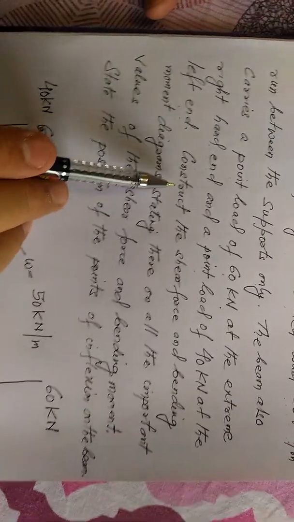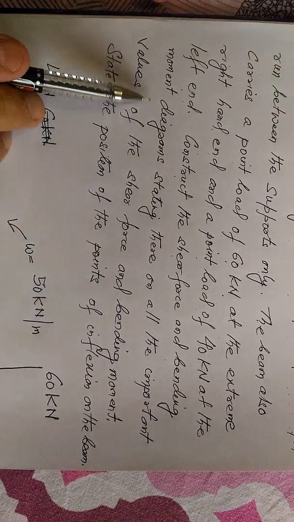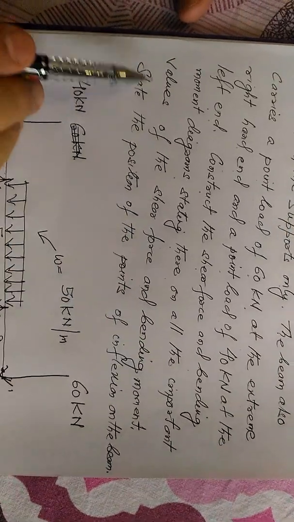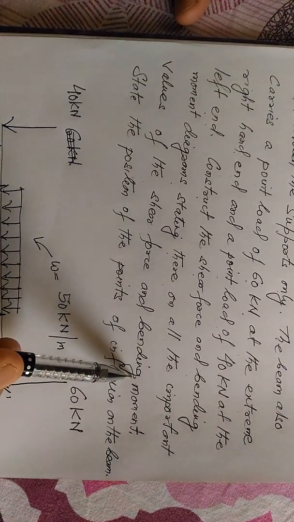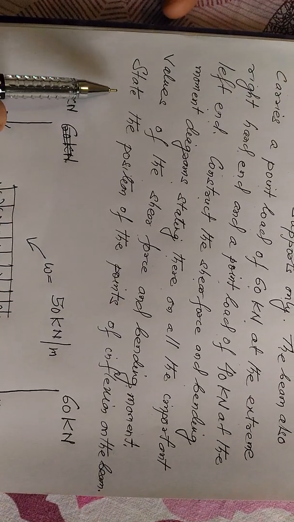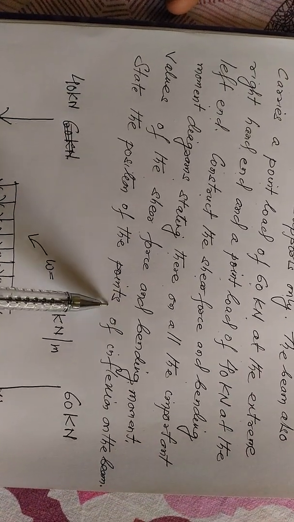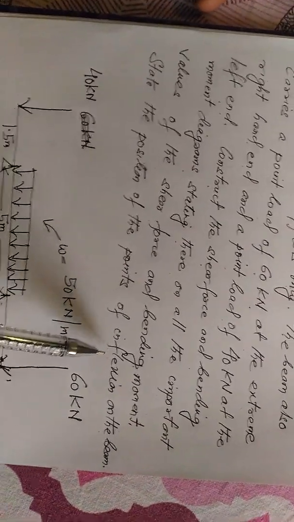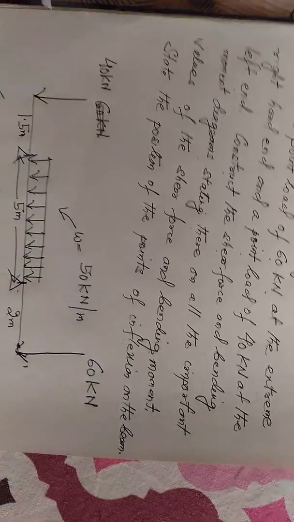Now we have to construct the shear force and bending moment diagram, and also state on them all the important values of shear force and bending moment. That is, we have to state all the important salient points, and also we have to find out the position of the points of inflection on the beam. I'll explain this term inflection later in the video.